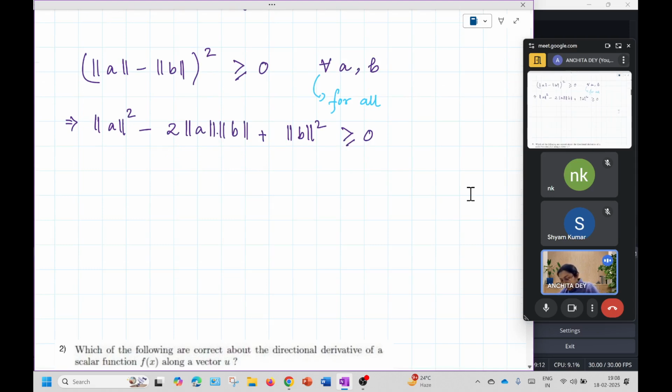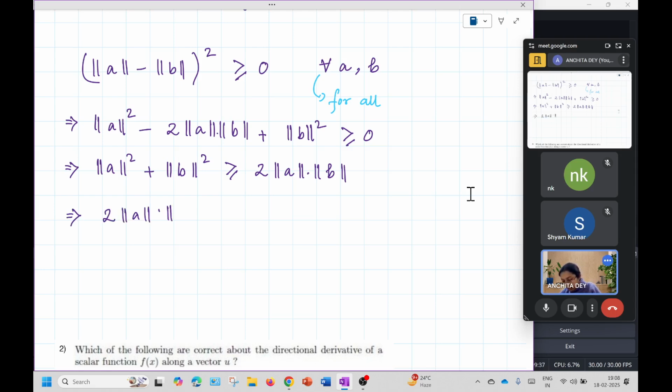And then this implies norm of A square plus norm of B square is greater than or equal to twice norm of A into norm of B. Now the remaining part is very simple. You just bring the 2 to one side, or in fact flip this inequality and write it as twice norm of A into norm of B is less than or equal to norm of A square plus norm of B square.